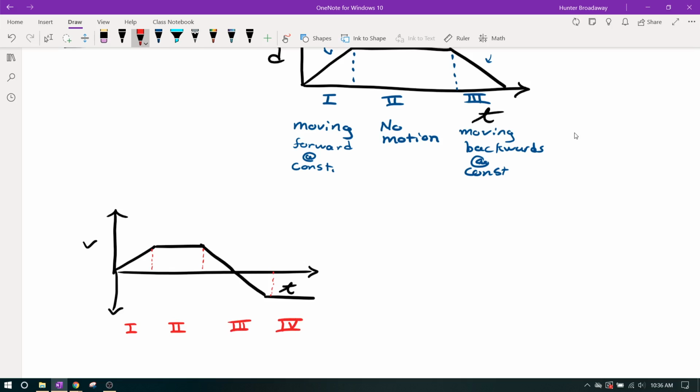What's happening in event number 1? Okay, we know that we are accelerating, and it's a positive acceleration. We're accelerating in the positive direction. What about event number 2? Constant speed. What about event number 3? This is a negative acceleration.